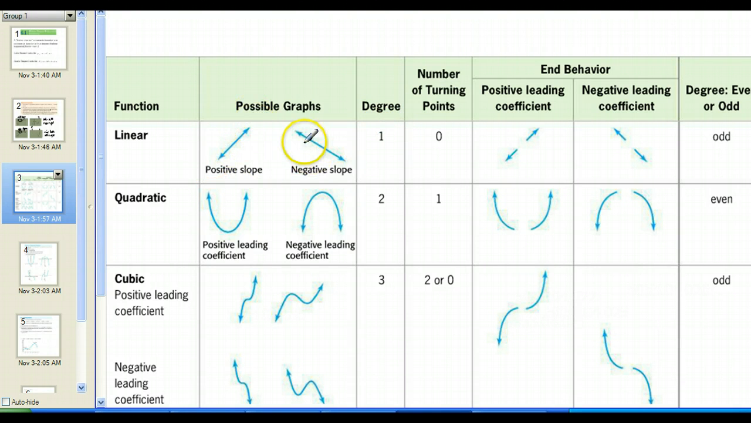Okay, positive sloping line and negative sloping line. If you have a positive leading coefficient, that means you have a positive slope. So your end behavior is it rises to the right, it falls to the left. If you have a negative slope, you have a negative leading coefficient, and that means you rise to the left and you fall to the right. So lines are odd degree. Lines are degree 1.